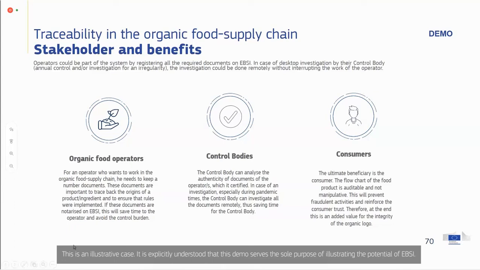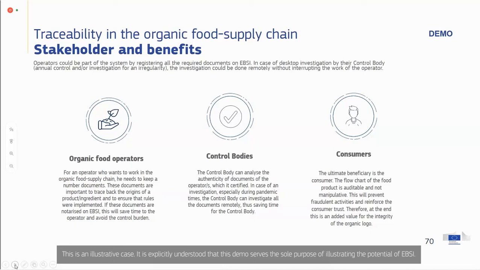On the other hand, the control body can do this work remotely, so it is also a time saving for the control body and also for the organic food operators. It also diminishes the control burden, because when there are the annual controls, in the case of a traceability check or in the case of an investigation, the operators need to provide documents. This could be done easily and remotely by the control body, so the operator is not being interrupted in his daily activities.